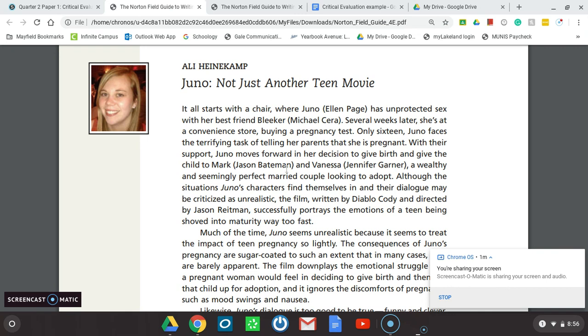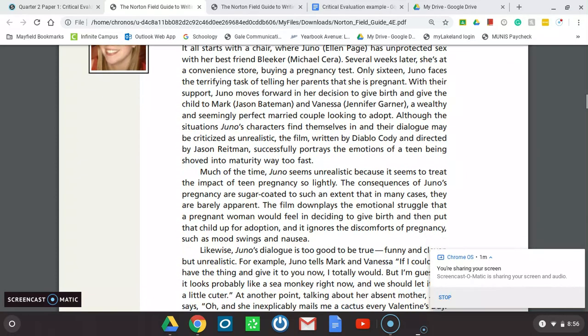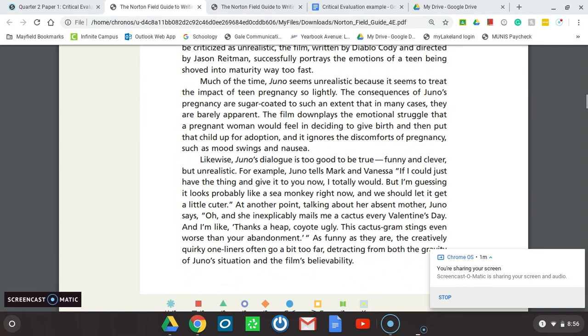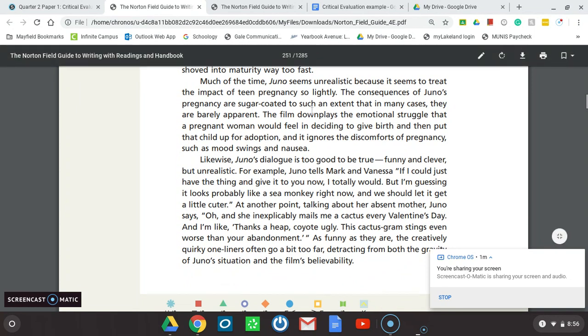Ultimately, the thesis statement here comes at the end of this very first paragraph. "Although the situations Juno's characters find themselves in and their dialogue may be criticized as unrealistic, the film successfully portrays the emotions of a teen being shoved into maturity way too fast." As we can see here, this is our guiding sentence that we should now expect to be supported. So now the next couple of paragraphs focus on what in the movie is unrealistic.